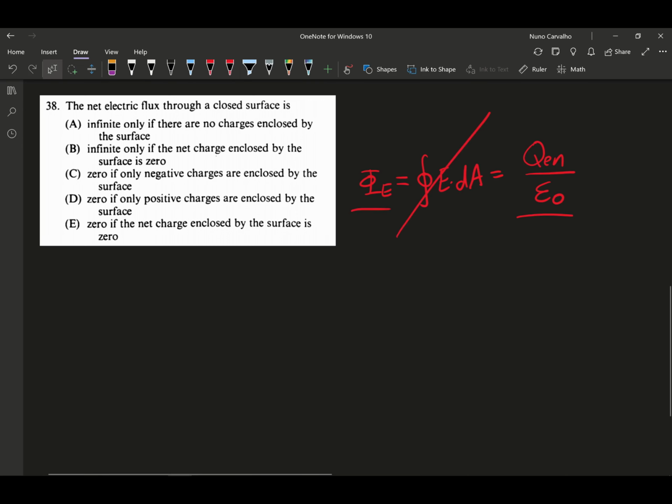And so given this, you can easily see that if the charge enclosed is 0, then our electric flux will equal to 0 overall. And so we can actually already skip to answer choice E, I should say, and know that that's going to be the right answer. All the other answers here don't really make sense and don't align with Gauss's law.